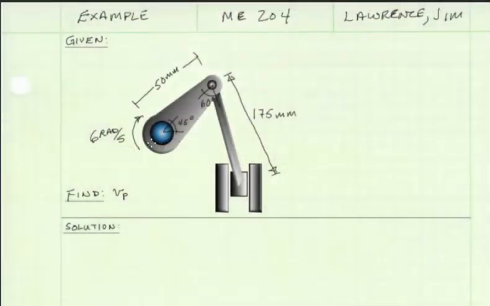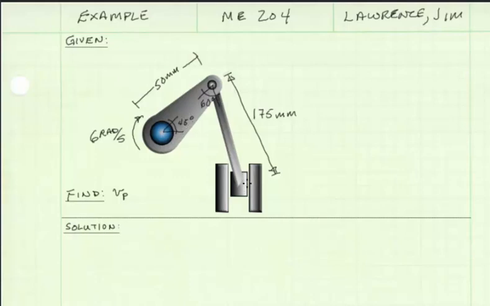In this problem, we have a crankshaft that's connected to a bar that's connected to a piston. This crankshaft is rotating at 6 radians per second. It has an arm length of 50 millimeters. The bar is connected to the crankshaft and has a length of 175 millimeters, and it's at an angle of 60 degrees to the crankshaft, and at this instant in time the crankshaft is at 45 degrees.